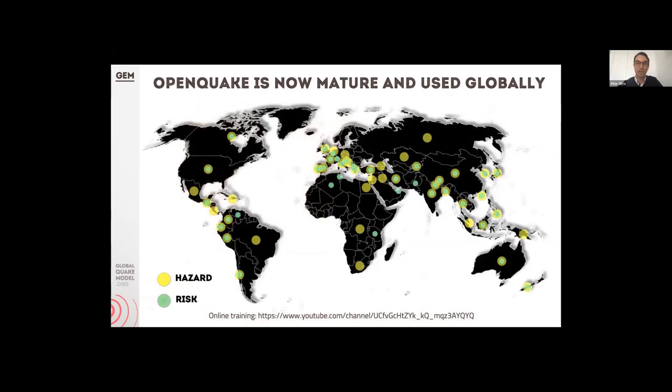I would like to finish with this slide. This basically shows all the places where OpenQuake has been used, either for hazard or risk assessment. So I think we can say now that OpenQuake is a mature tool that is used globally. It is used by the industry. It is used by the public sector. It is used by the academia and teaching some of the courses at universities.